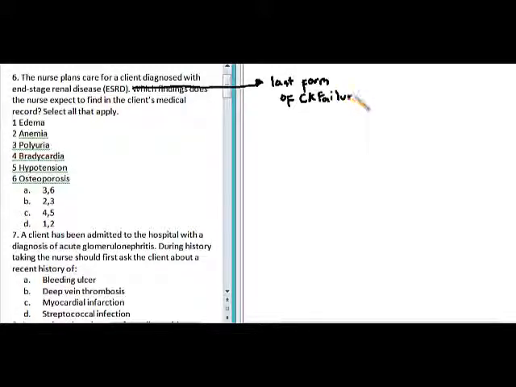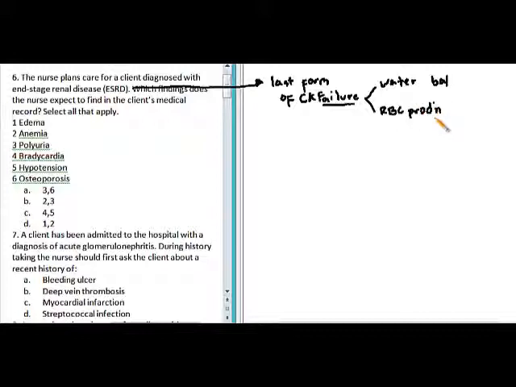And when you say failure, it means the kidney is not able to perform its function. And there are two main functions of the kidney: that is for the water balance and for RBC production.